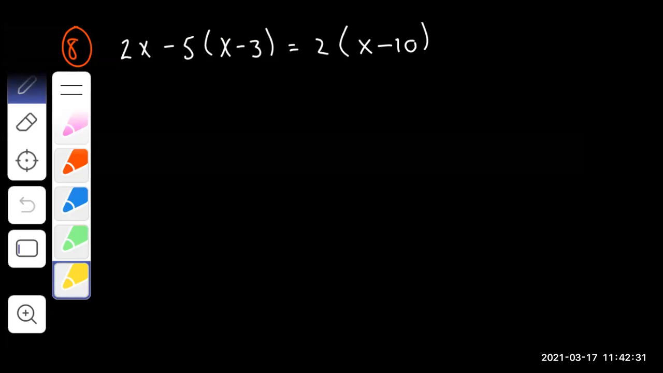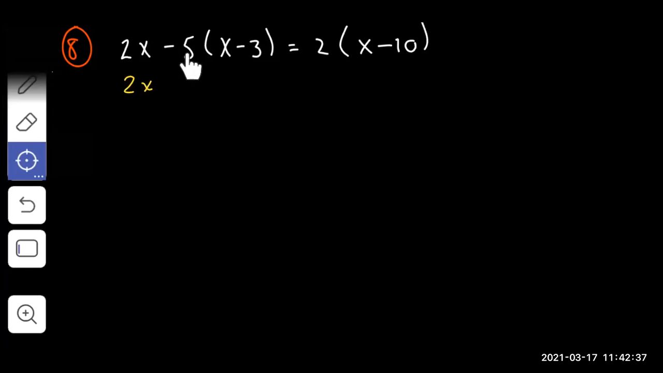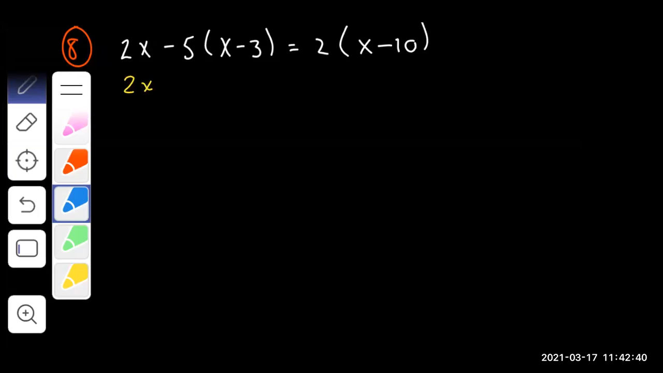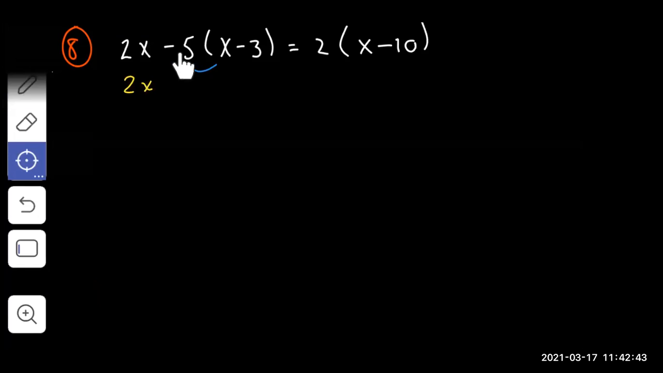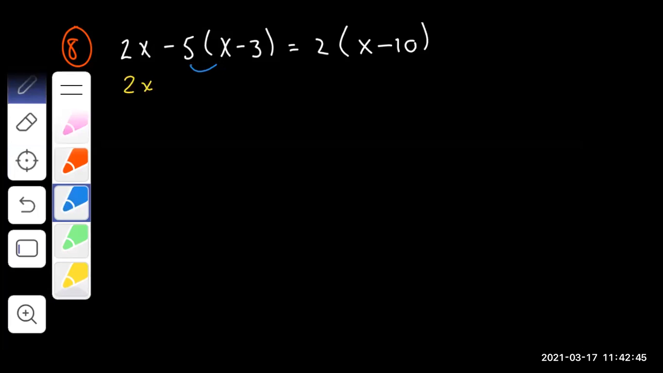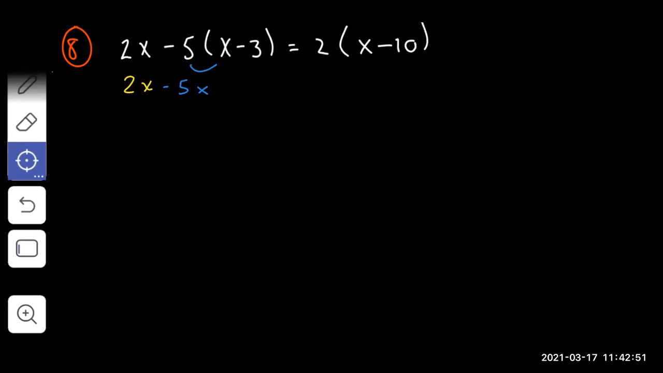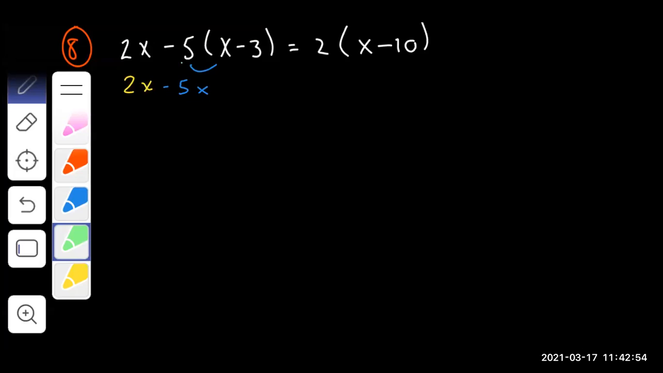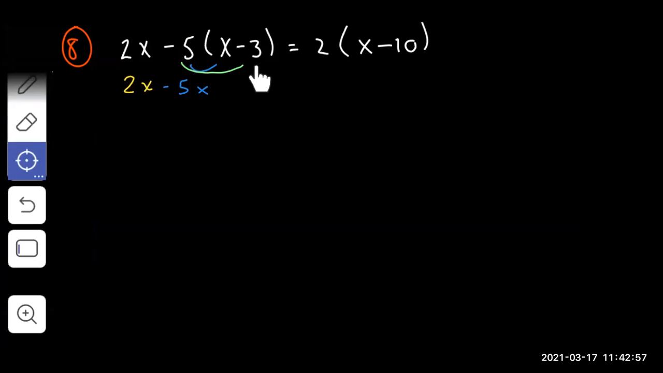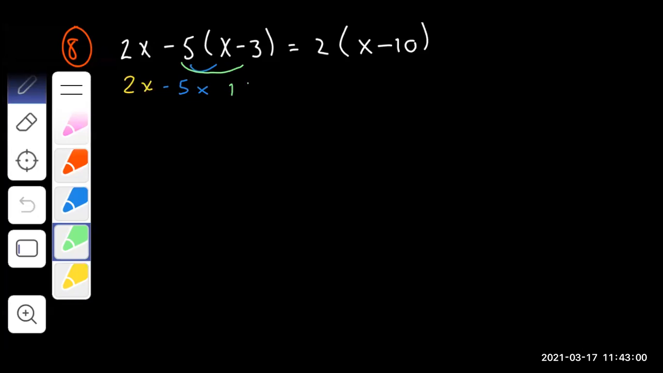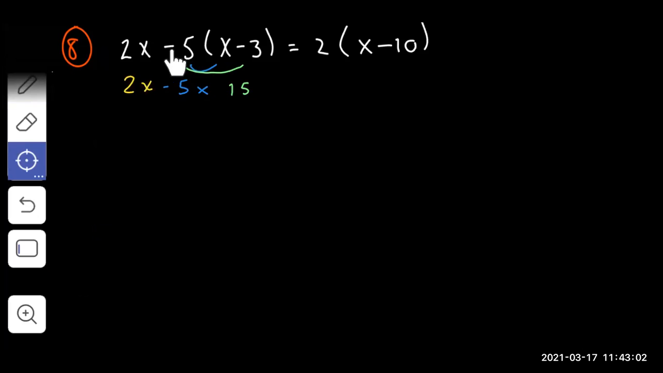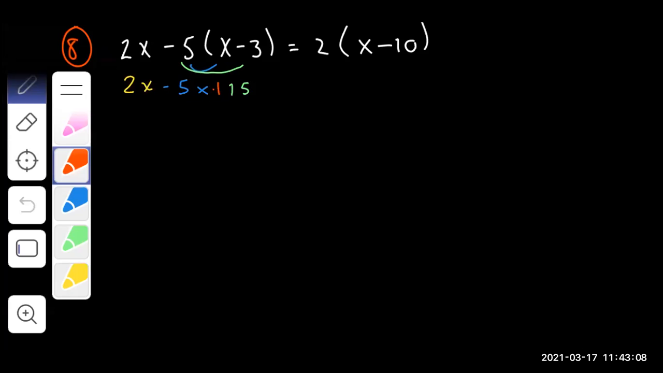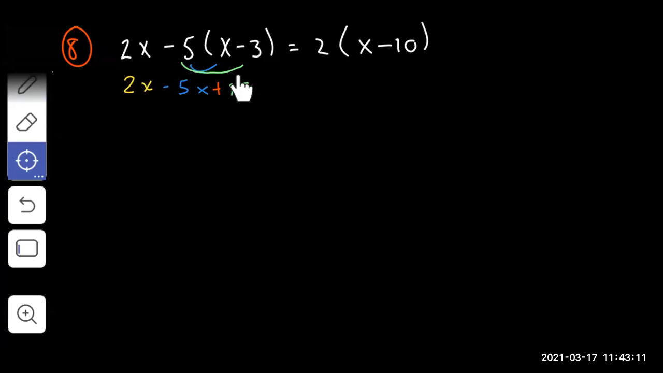I'm going to copy exactly what I got, guys. In this case, I got 2x, and I'm going to use the distributive property right in here. This times this. What is negative 5 multiplying x? Negative 5x. Distributive property again. Negative 5 multiplying negative 3. 5 times 3 is 15. Negative and negative, the same way, positive. Positive 15.